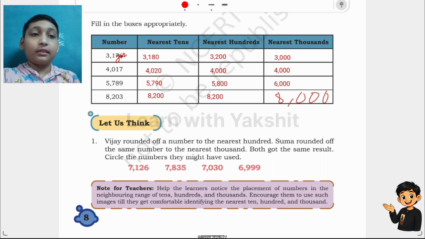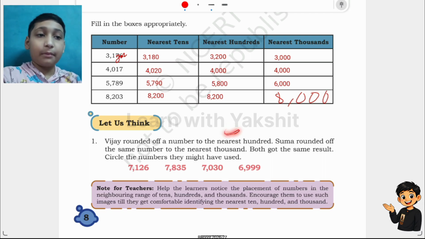Now Vijay used a number to round it off to the nearest hundred, while Suma rounded off the same number to the nearest thousand. Both of them got different results. Circle the numbers they might have used.